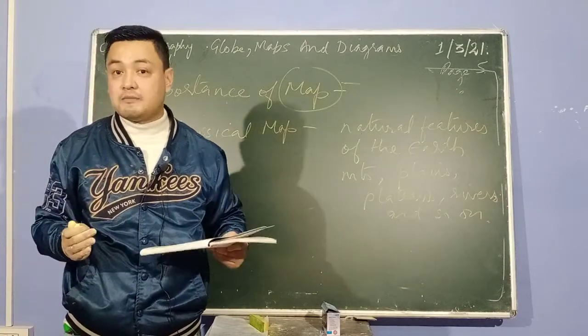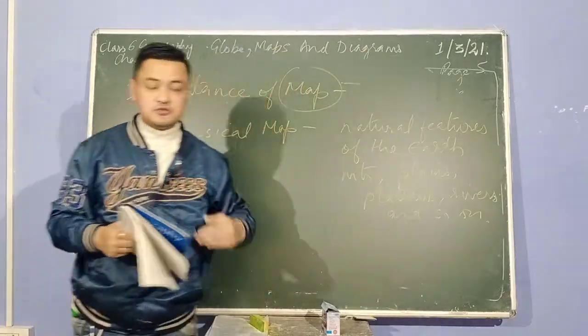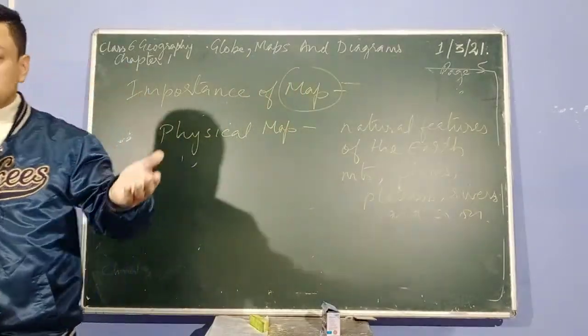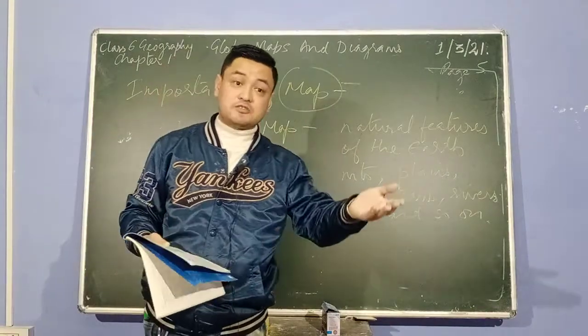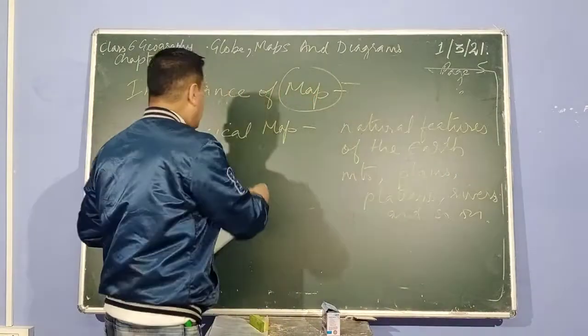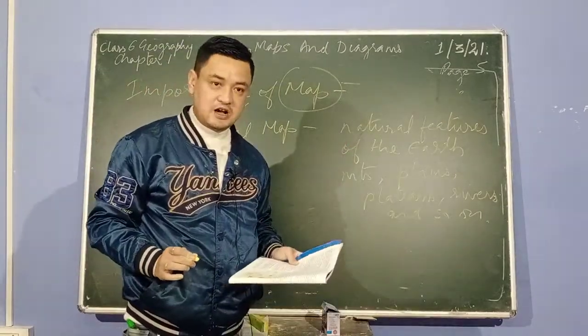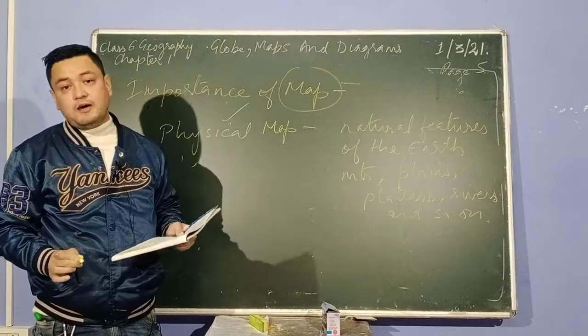So it shows the physical features of the earth, or natural features of the earth, what is found in the environment. It shows mountains also, hills also, plains also, plateaus also, valleys also. Are you understanding? It shows desert also. These are all physical or natural features of the earth. So what does the physical map show in an atlas? It shows all these features. These are found in the map.